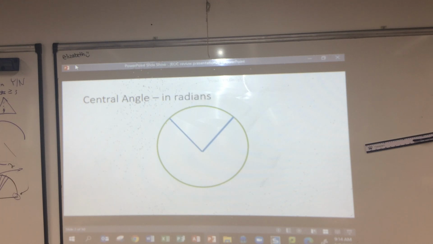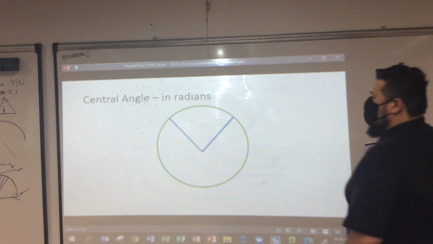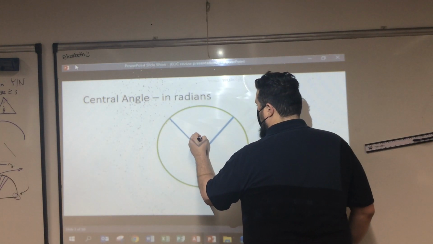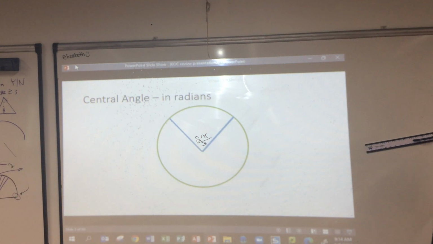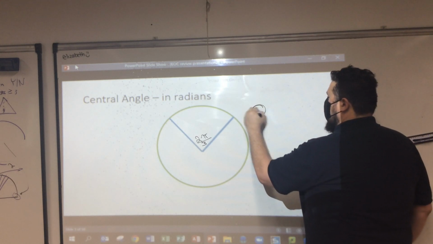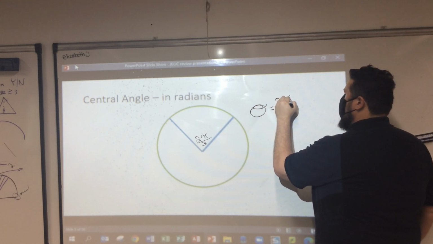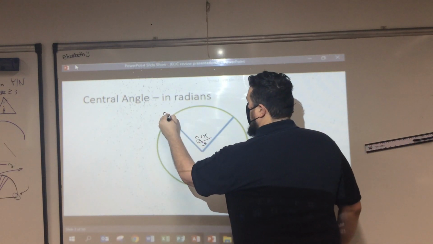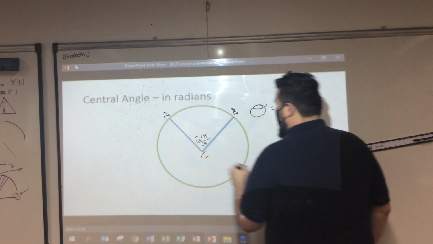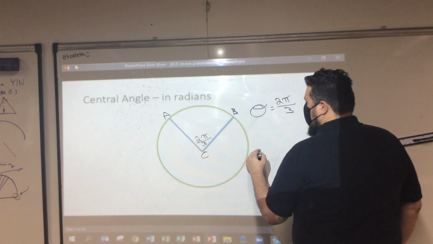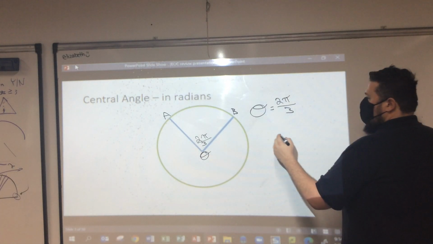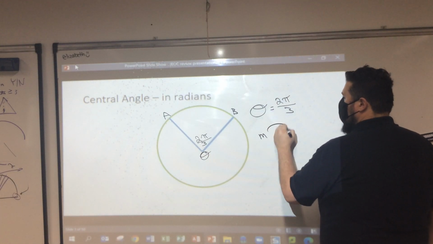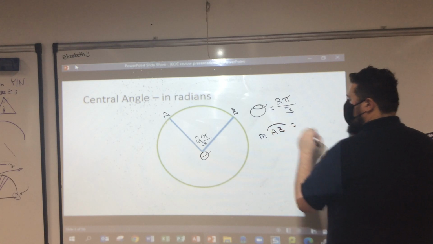All right, now, the only difference here on your next sheet is now we're talking about radians. If this is 2 pi thirds for the central angle measure, remember when we talk about radians, we're going to stick to theta. Let's call this AB. This would have to be theta then, just to keep it simple. What is the measure of arc AB?